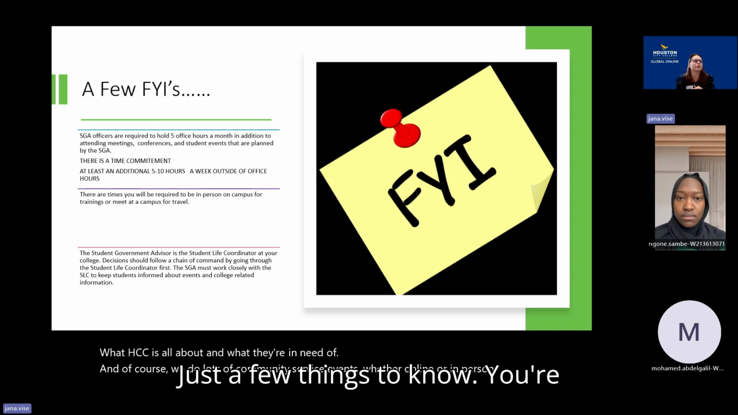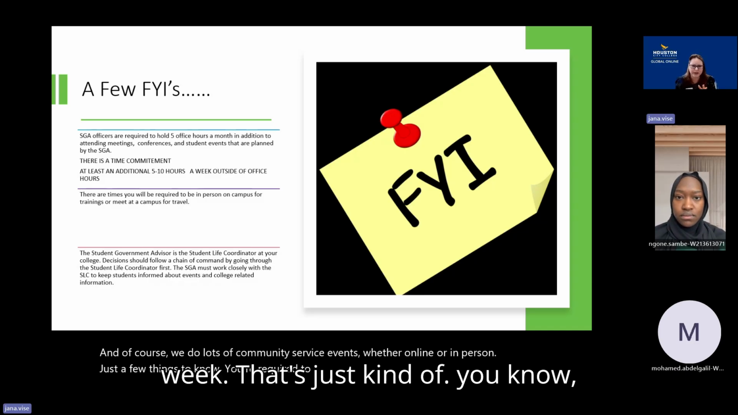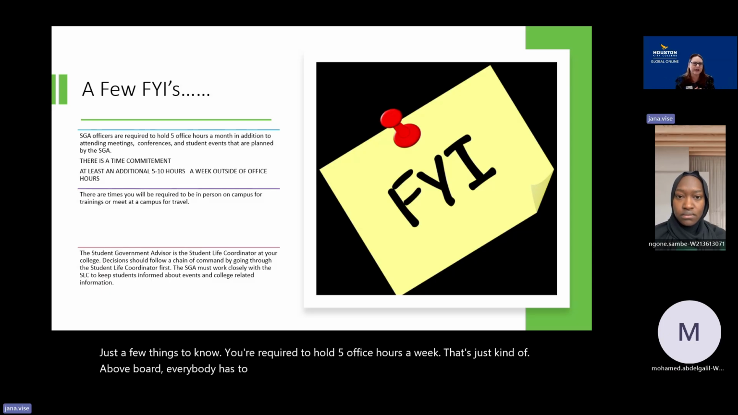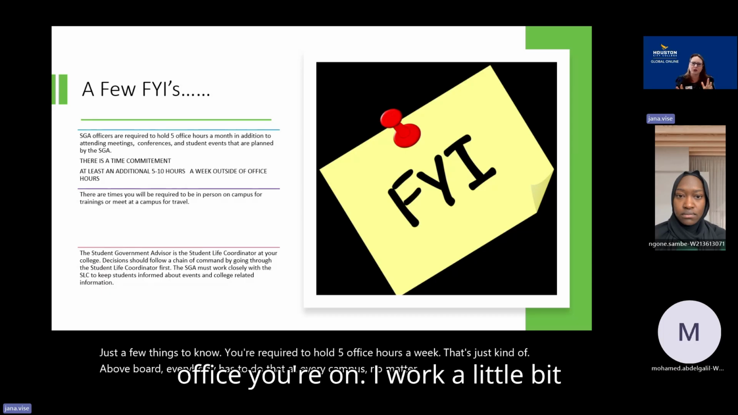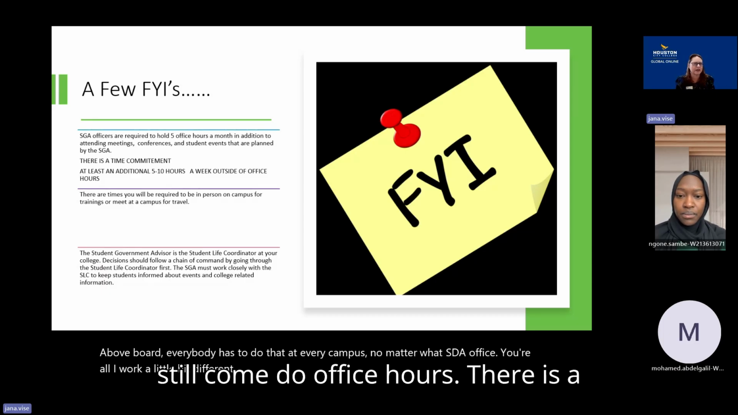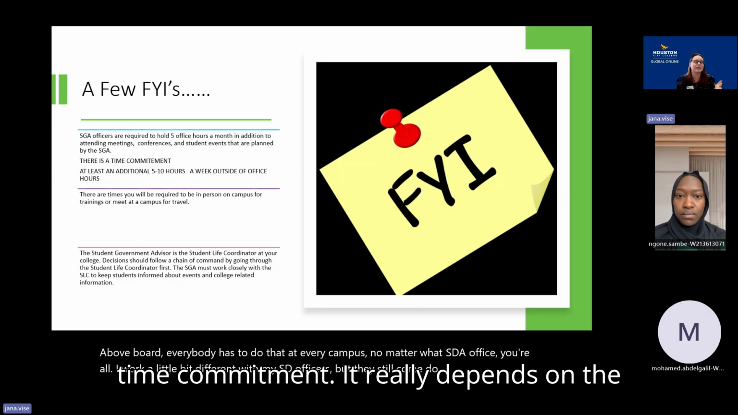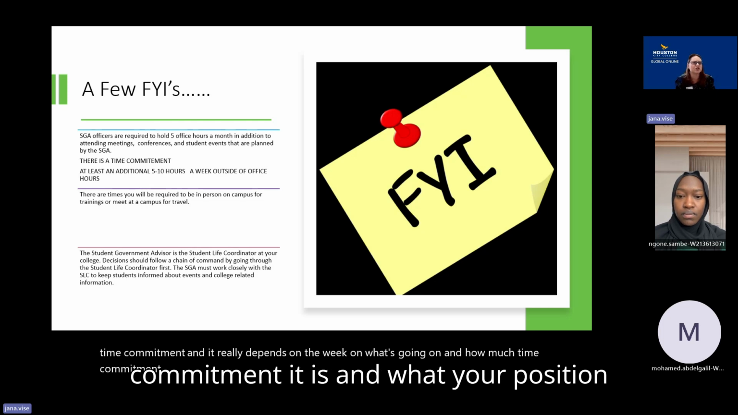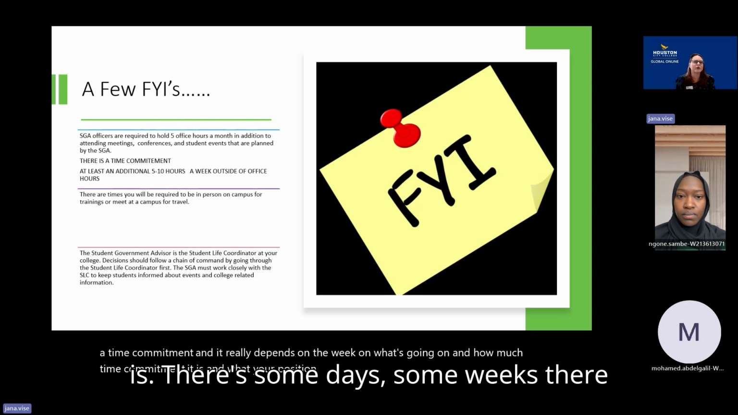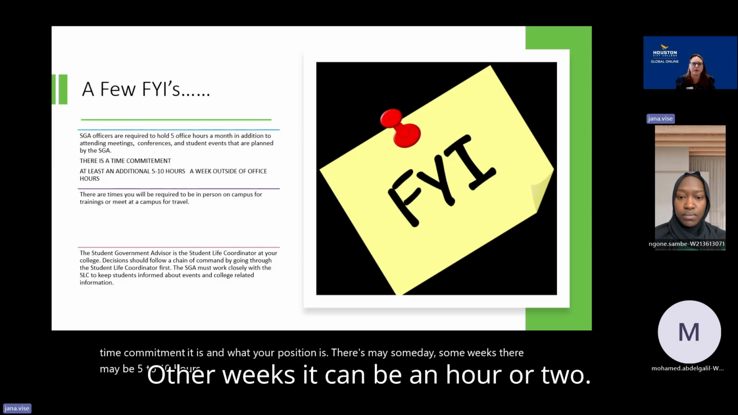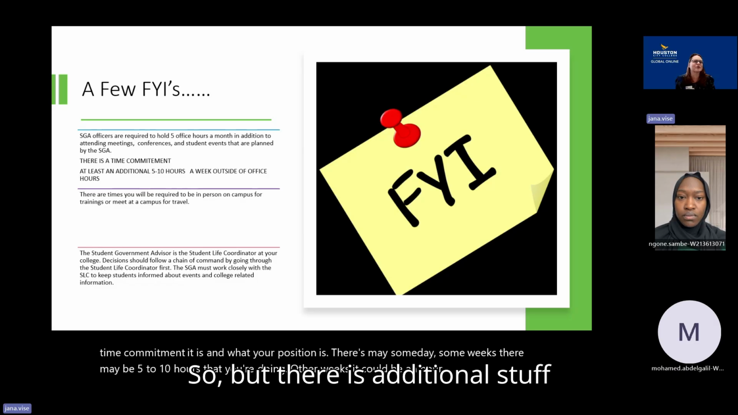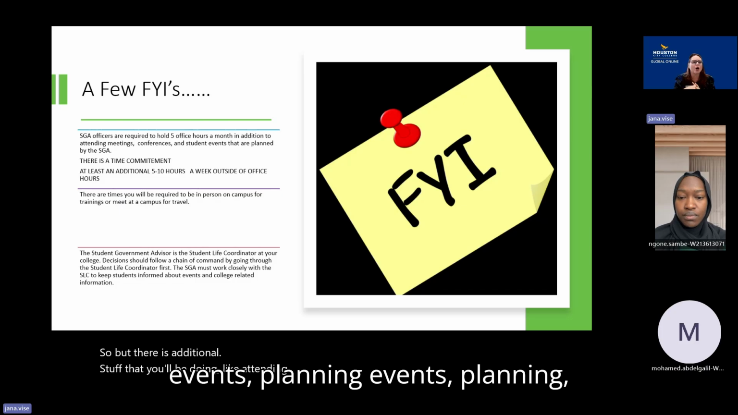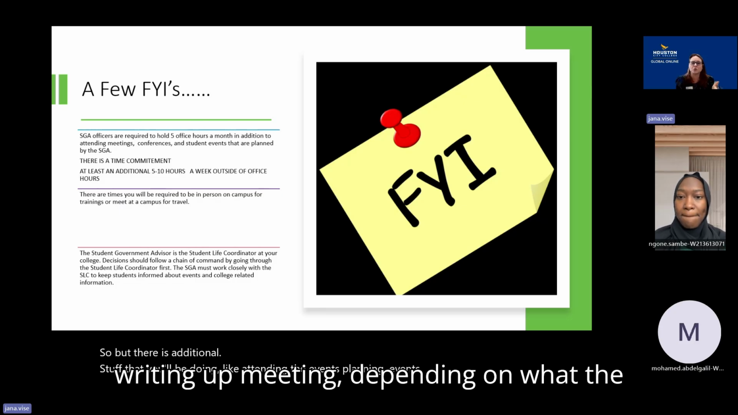Just a few things to know. You're required to hold 5 office hours a week. That's just kind of above board. Everybody has to do that at every campus, no matter what SGA officer you are. I work a little bit different with my SGA officers, but they still kind of do office hours. There is a time commitment. It really depends on the week, what's going on, and what your position is. Some weeks there may be 5 to 10 hours that you're doing. Other weeks it could be an hour or 2. But there is additional stuff that you'll be doing, like attending the events, planning, writing up meeting minutes, depending on what the position is.